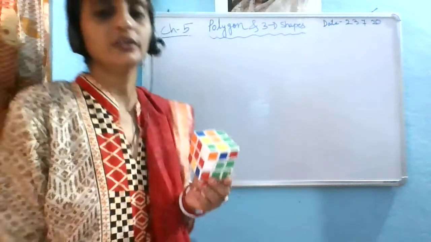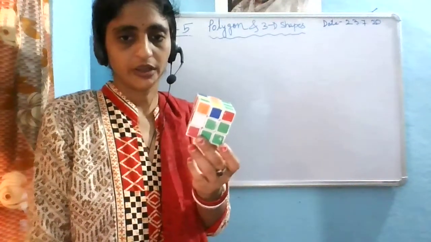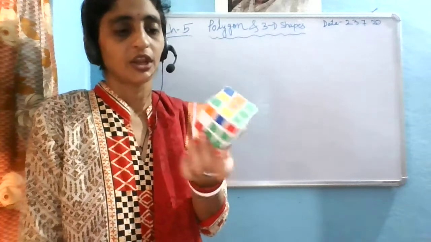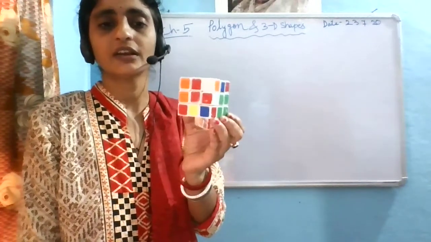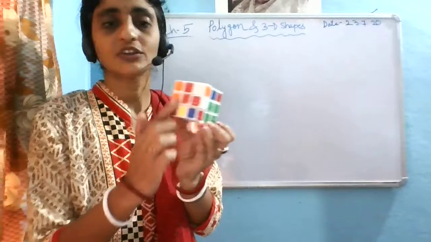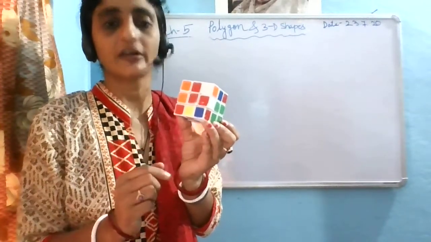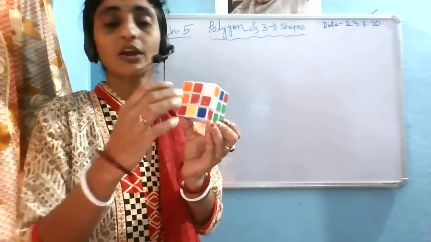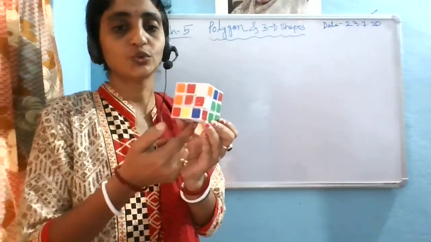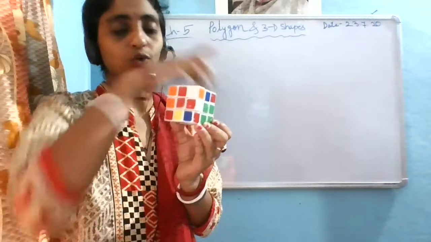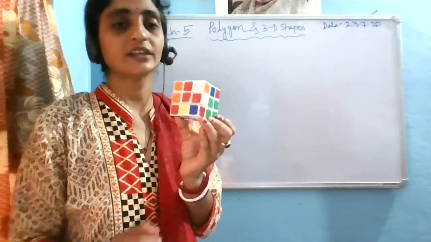Here I am holding a Rubik's cube. Can you notice this one? Yes. In all the sides, all the faces, these are squares. Okay. So if we are counting the number of faces it has, how many faces will we get? Okay, let's count. 1, 2, 3, 4, 5, 6. So we will get 6 faces.